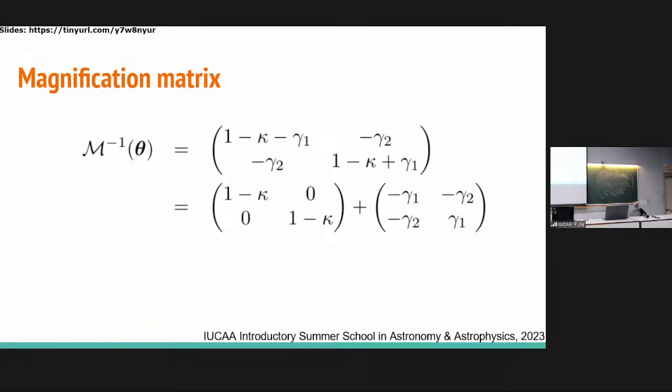So any small differences in the source plane transform identically into the image plane as well, but they get this 1 minus kappa factor. So this 1 minus kappa just scales everything. If there was a circle in the source plane, it will remain a circle if you had only this one. It's just that the size of that circle will increase, so we'll see a magnification of that circle.